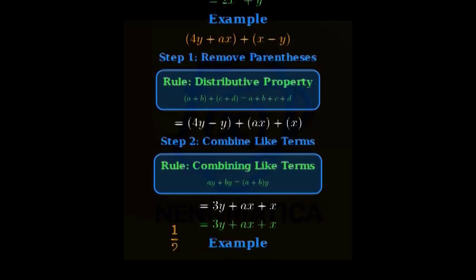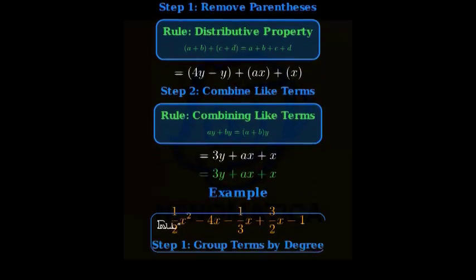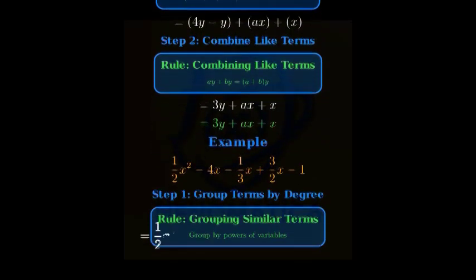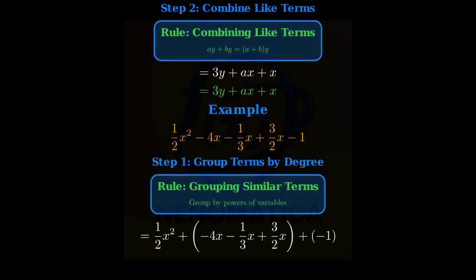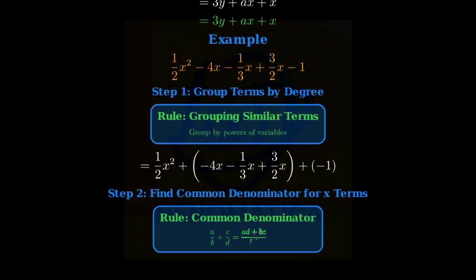We need to simplify 1/2 x squared minus 4x minus 1/3 x plus 3/2 x minus 1. First, let's group our terms by their degree. We have one term with x squared, several terms with x to the first power, and a constant term. The x squared term is 1/2 x squared, which we'll keep as is. For our x terms, we have negative 4x minus 1/3 x plus 3/2 x.